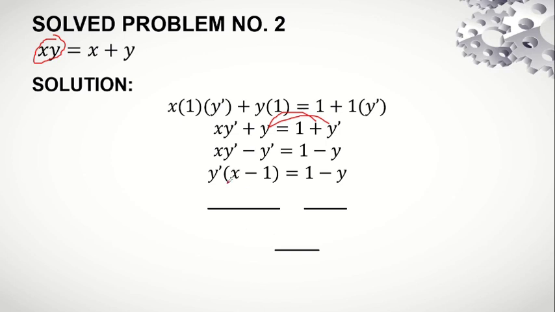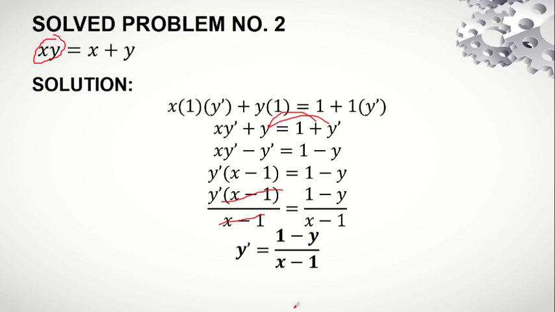Now you are going to simplify. How does this happen? You factor this using the GCMF, the greatest common monomial factor, which is y prime. Divide this, and this remains. Divide this, and negative 1 remains. What can we do next? Divide both sides of the equation by x minus 1, since it is beside y prime. Then what is the answer? The first derivative is 1 minus y all over x minus 1.